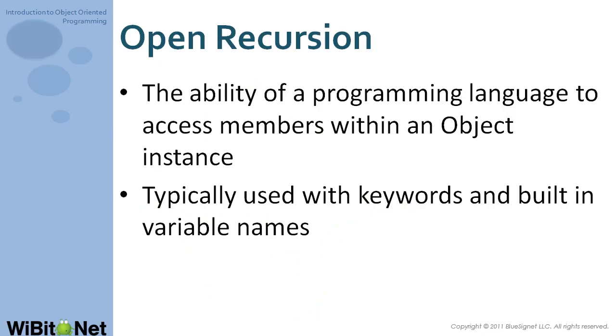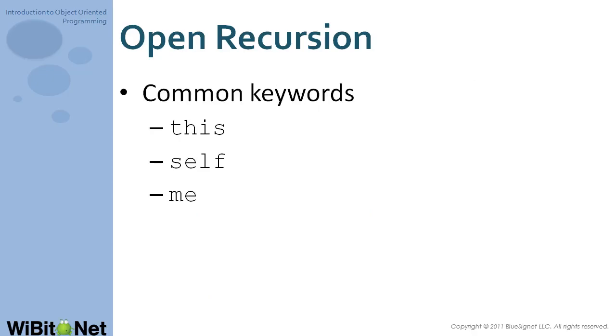It's basically the ability of a programming language to access members within an object instance. So typically keywords are used to access variable names. In a lot of languages, you'll see things like this, self, or me. This is very similar to recursion like we talked about before, where a function can call itself. The function isn't really a concept of an object. It's just some accessible function that we can call, and inside that function we call it again. It's kind of the same thing with an object, but when an object instance has a method that calls that instance's method, then we get recursion inside of the object.